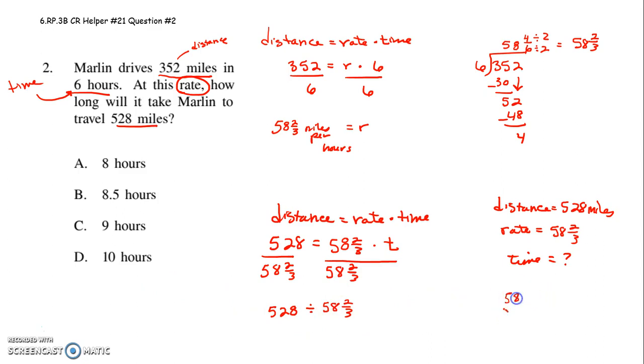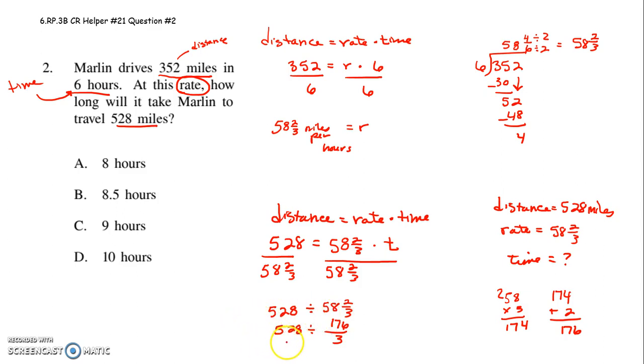58 times 3. 8 times 3 is 24. Put down a 4, carry 2. 3 times 5 is 15, and 2 more is 17. So that's 174, but I have to add on 2 more thirds. 174 plus 2 is 176 thirds. So I have 528 divided by 176 thirds.